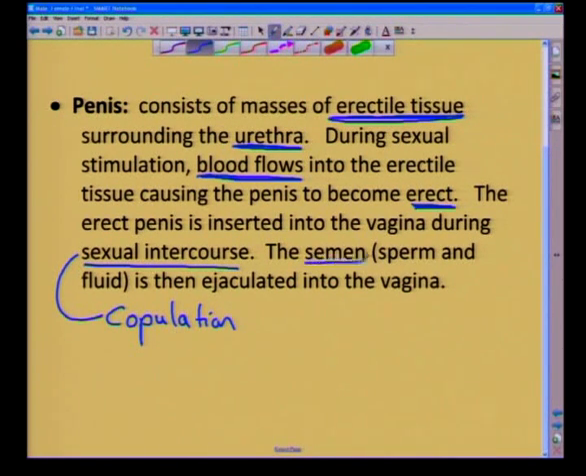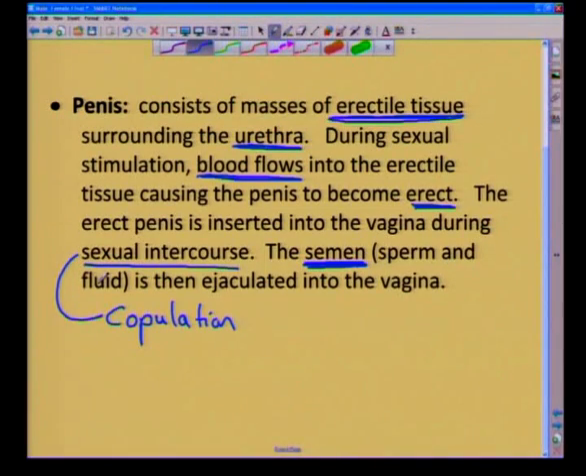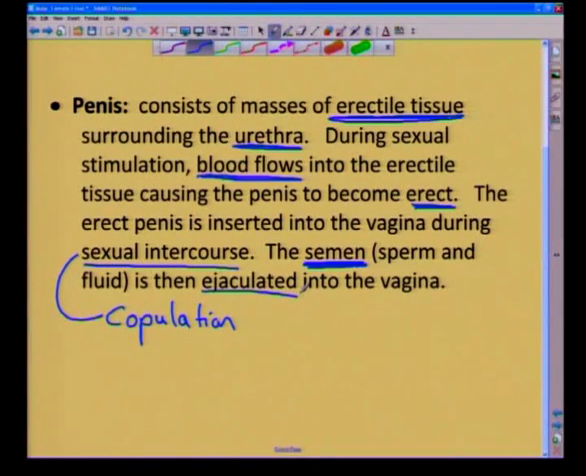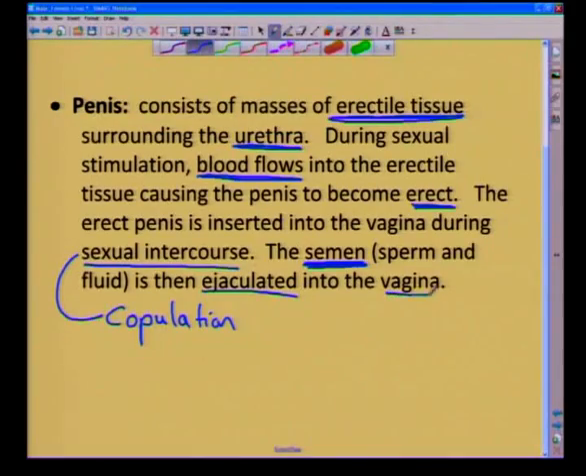Now, semen is a combined name. It's one name for lots of things in that fluid. The semen is your sperm and the fluid that you are going to get from the seminal vesicles, the Cowper's gland and the prostate gland. It is ejaculated. Ejaculated means to be pushed out, ejaculated into the vagina.